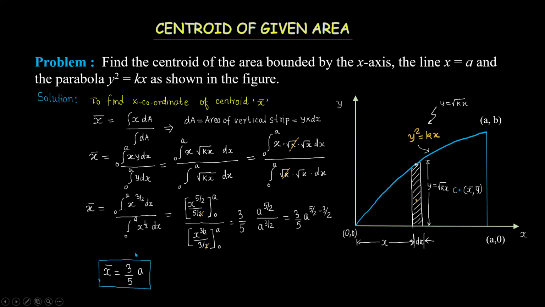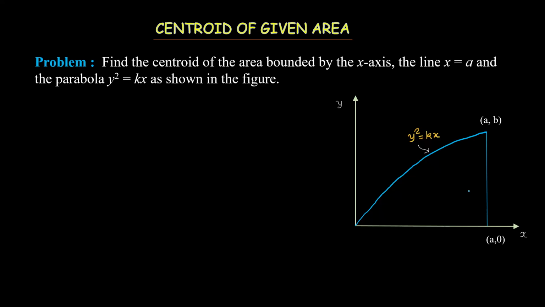Now similarly, we'll also try to find the y coordinate of centroid of the given area. So let's do that also, friends. Again, the same area is here, and we are going to have somewhere here the centroid. It has x coordinate x bar and y coordinate y bar. So now I am going to find out the y coordinate of centroid, and that is basically y bar.